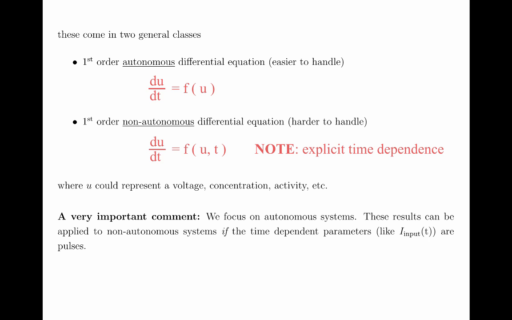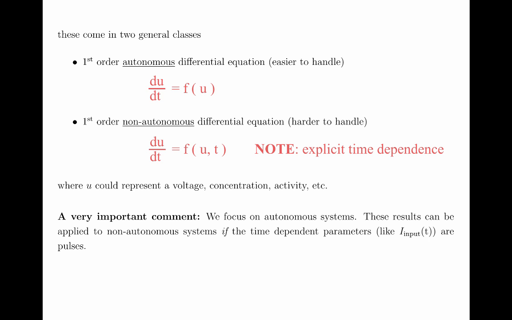A very important comment: what we'll focus on here, again, is autonomous systems, where we will not have this t on the right-hand side of the differential equation. Instead, we'll just have our dynamics depending on the variable itself, not on time. It turns out that our analysis of autonomous systems can be applied to non-autonomous systems if the time-dependent parameters are pulses or constant in time.